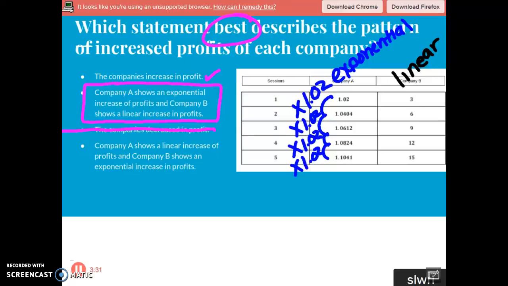Company A shows a linear increase of profits, and Company B shows an exponential increase. Well, again, that's just wrong, so we're going to cross that out. Well, we have two wrongs, a good answer, and the more exact or the less ambiguous answer. So we're going to go with Company A shows an exponential increase of profits, and Company B shows a linear increase of profits, and that's more specific. So we're going to go with the more specific answer. That, to me, makes it best, especially in math.